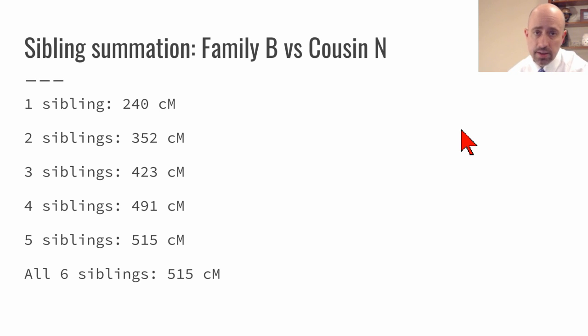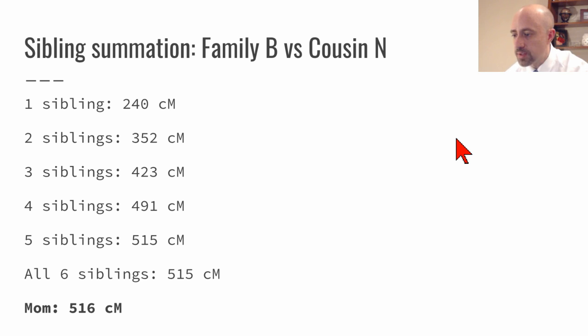And again, we've cheated with this one. We actually know the real number. We're pretending like we don't know the generation up, just to demonstrate how powerful this is. In this case, cousin N shares 516 centimorgans with mom, and so the siblings in this case really get you right up to that number. So it's a very powerful process, and I strongly recommend trying this if you can.